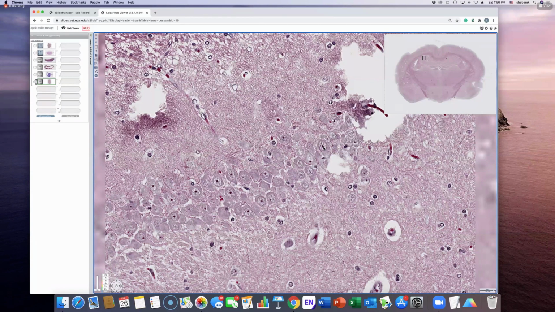Is it the axon? No. Nucleolus? Yes. So this is the cell body. Okay, so there's the cytoplasm. All that is the cytoplasm. This is the nucleus. Can you describe the nucleus?